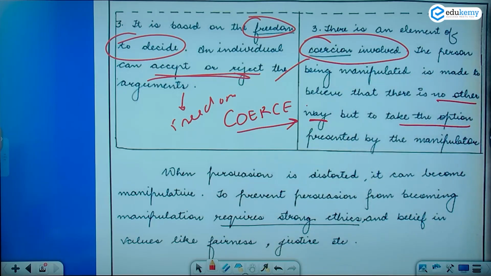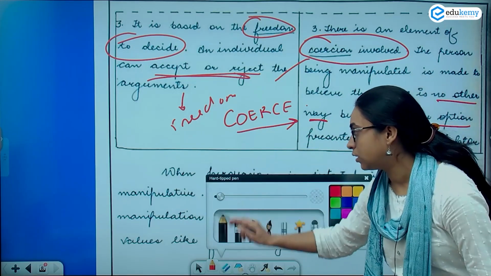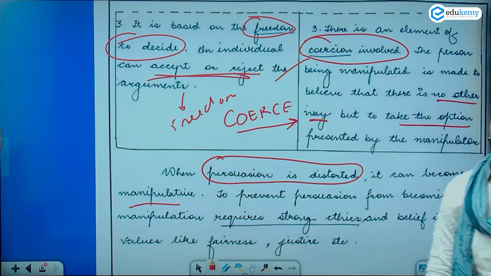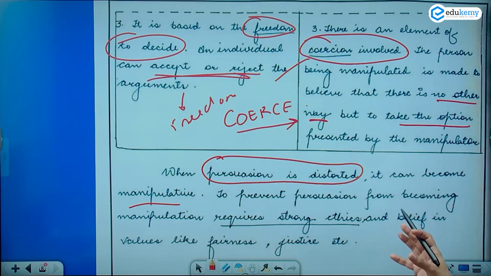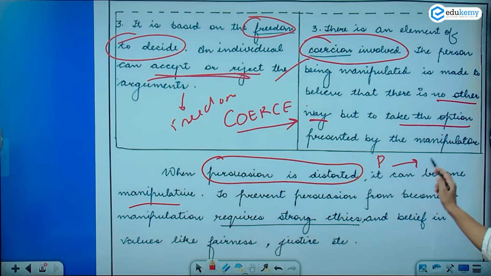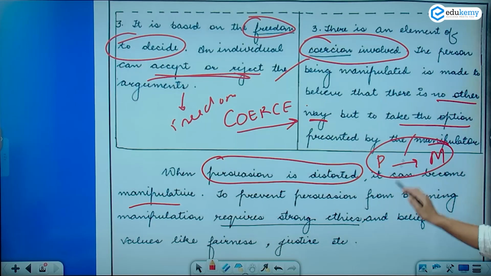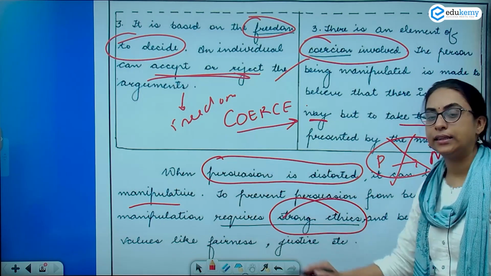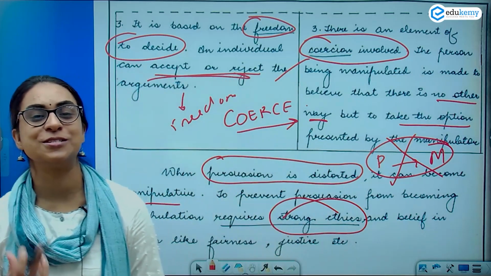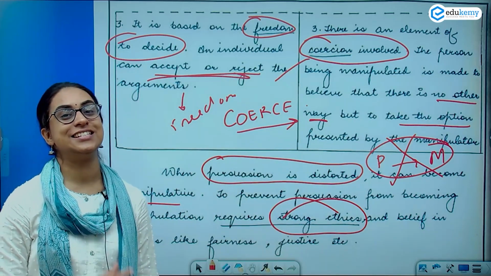So when you distort the persuasion, it will become manipulation. So distortion of persuasion is manipulation, and to prevent the persuasion from becoming manipulative, what do we need? We need strong ethics, we need strong values, we need justice, fairness, tolerance, liberty, truthfulness, integrity.